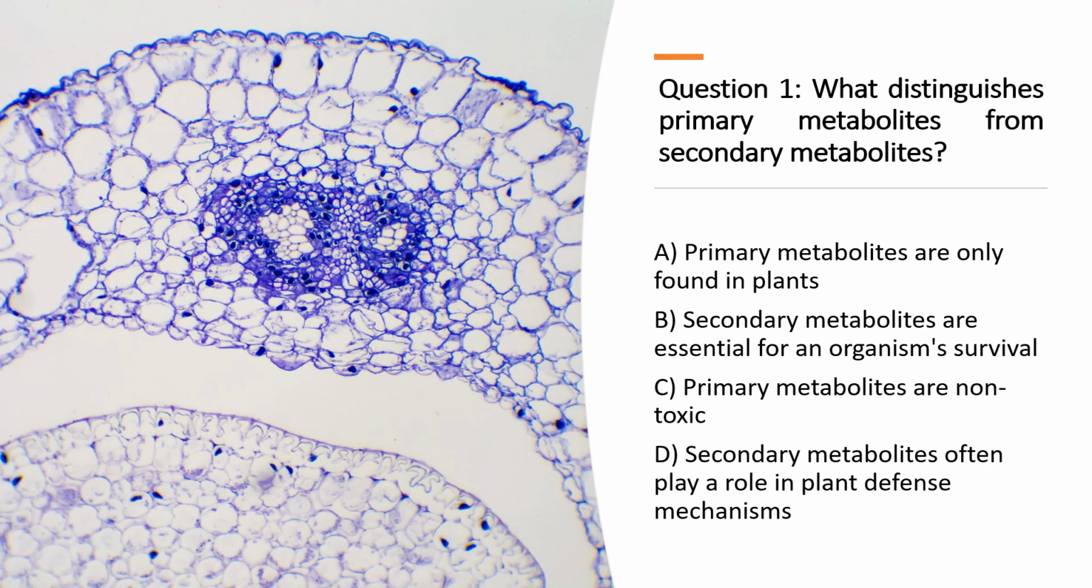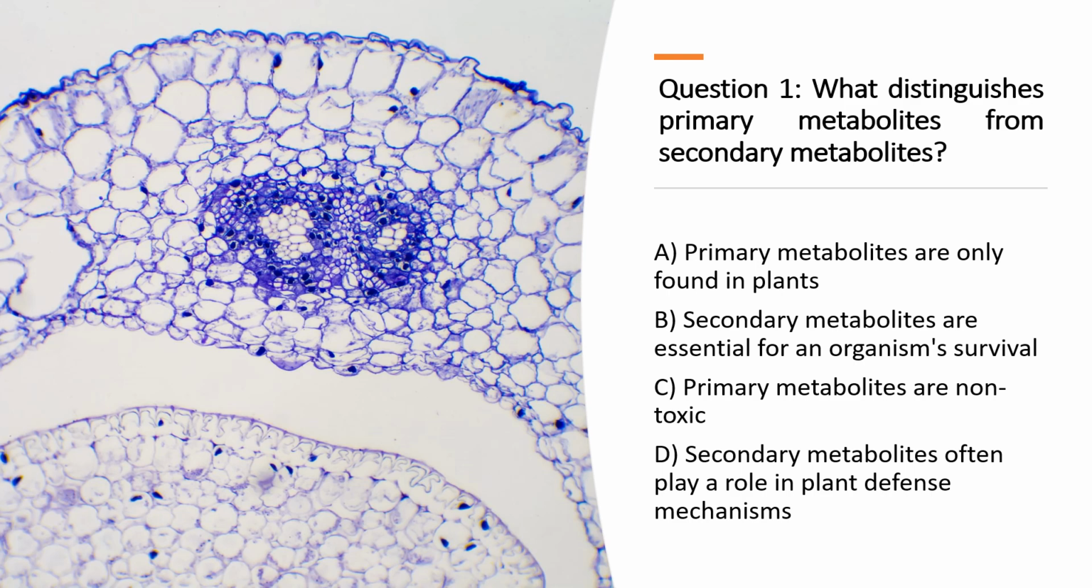Now let's discuss the A, B, and C options. The first option is wrong because primary metabolites are not exclusive to plants. They are found in all organisms, including animals, fungi, and bacteria. Primary metabolites include amino acids, nucleic acids, and sugars, which are essential for basic cellular function and survival.